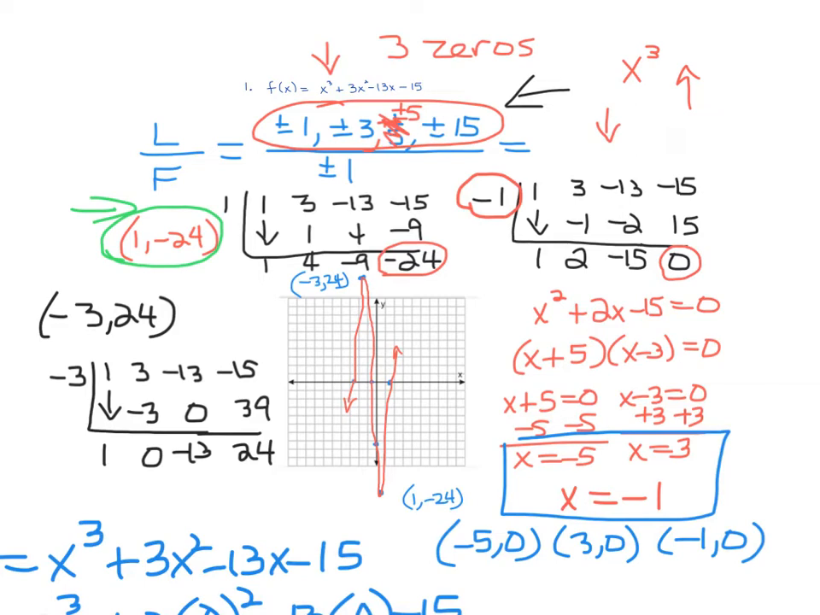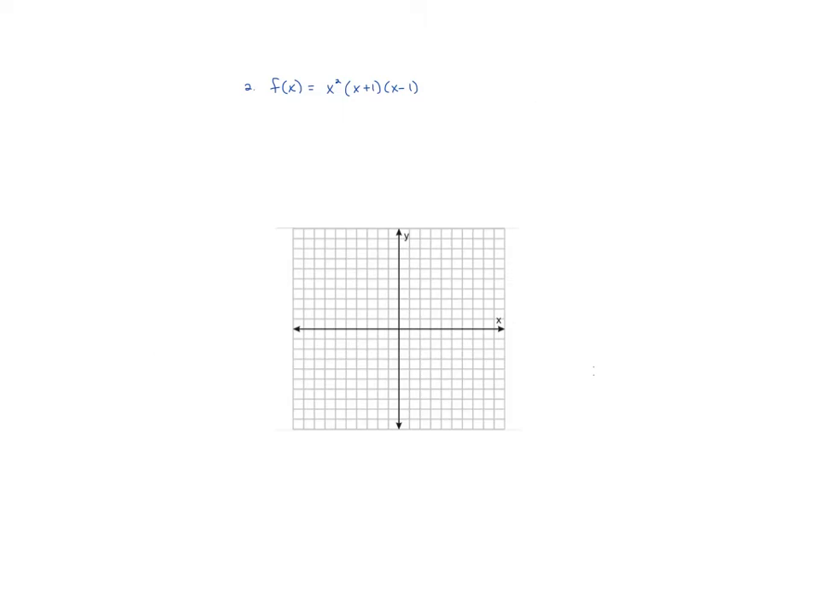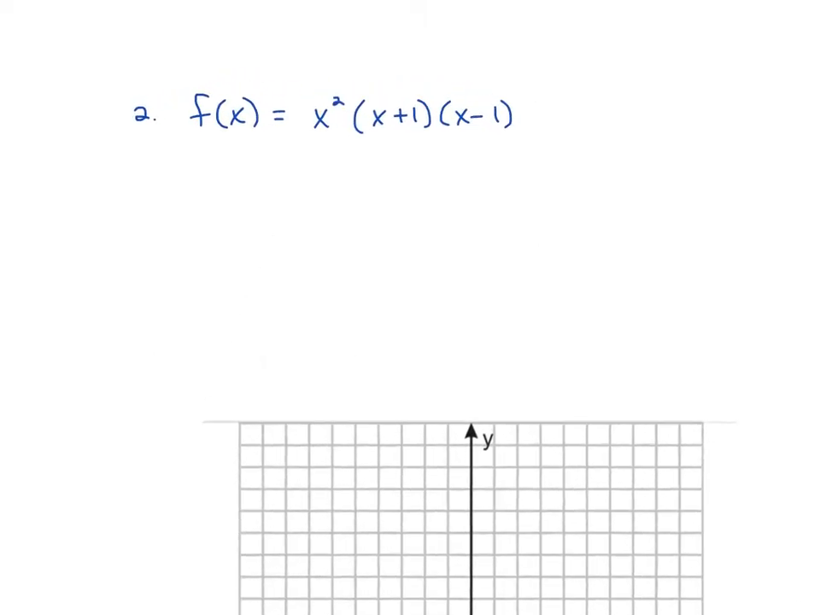Let's try another example. Again, I need to find my zeros. This time what's nice is it's already factored for me. So I'm going to take each one of my factors and set them equal to 0. So x squared equals 0. This would give me plus and minus 0, but there's no such thing as a negative or a positive 0, so it's just x equals 0.